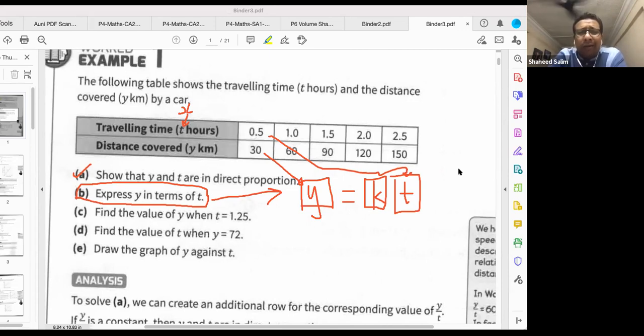Shafi, can you tell me what's the value of K? Akira, try to solve C and D. Shafi, well done. Shafi, try C and D.